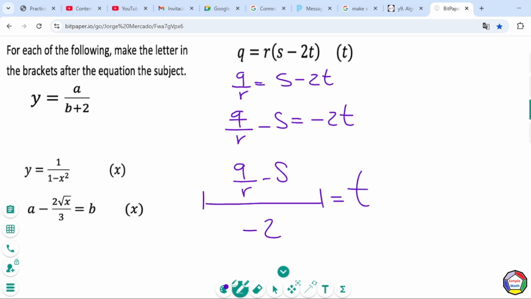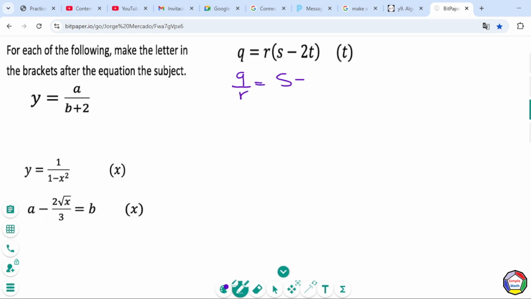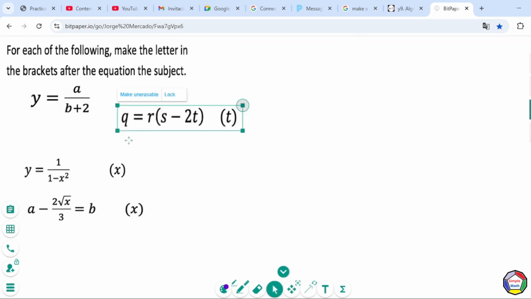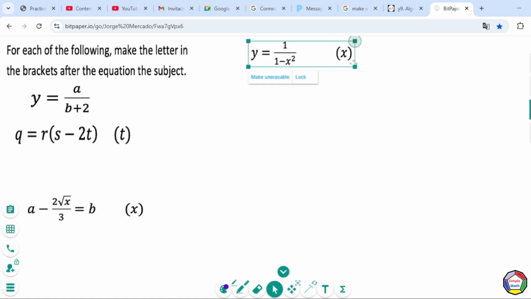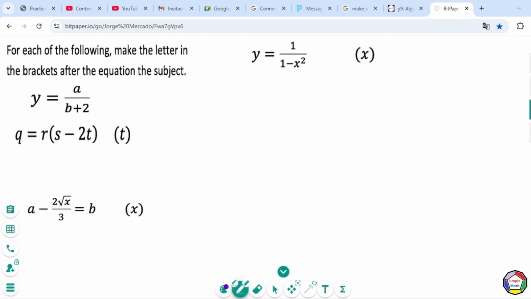That's the way we isolate the variable t in this exercise. So let's solve the next exercise. Let me erase what I did. All right, now we have this exercise. We have to isolate the variable x. So the same story, like in the first example, I think it was this one.